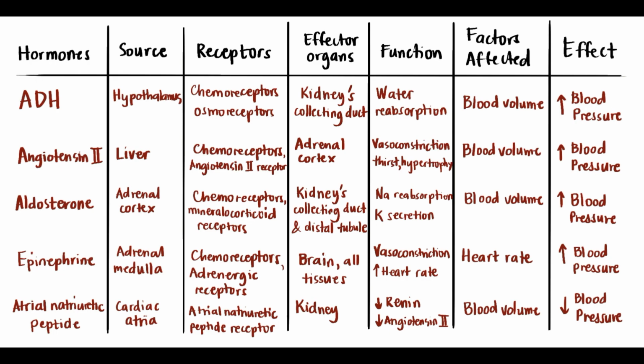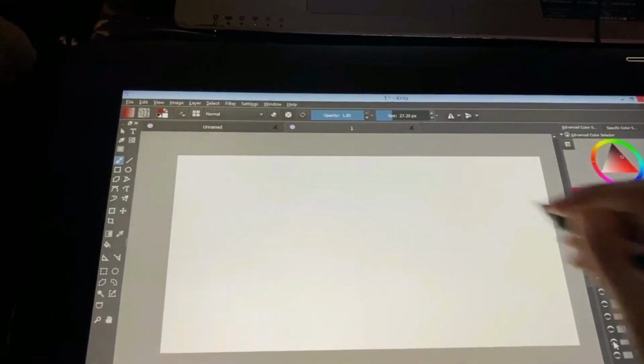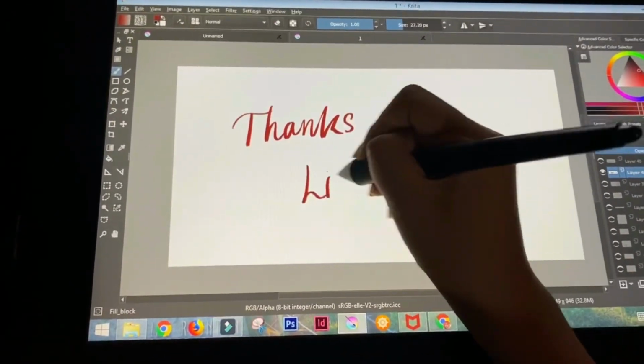Here is a detailed table about the hormones we have just discussed. You may pause the video to learn more about them. That concludes the lesson on the circulatory system.